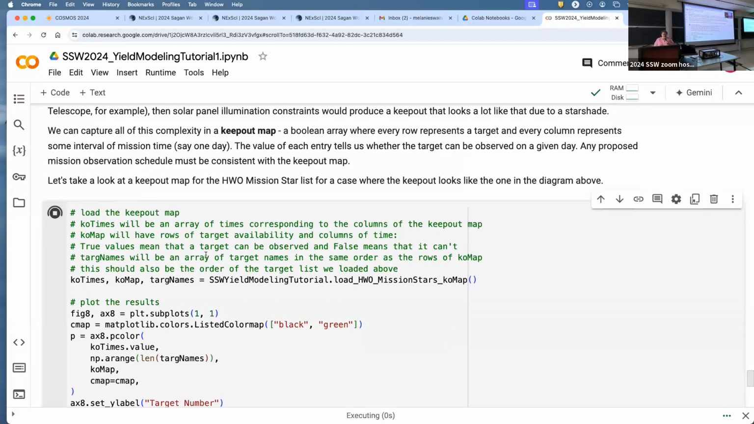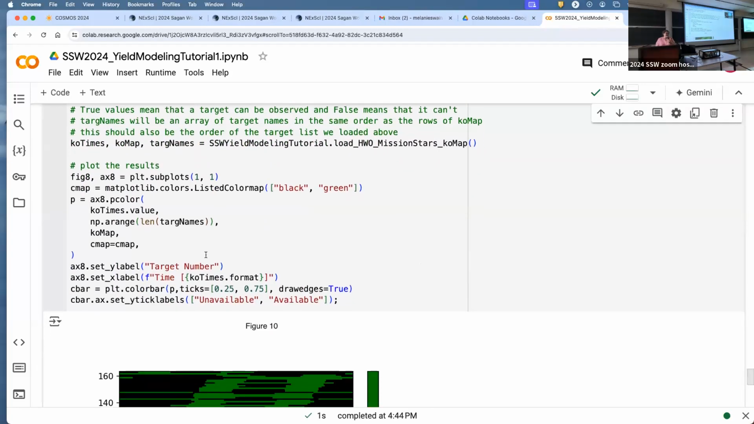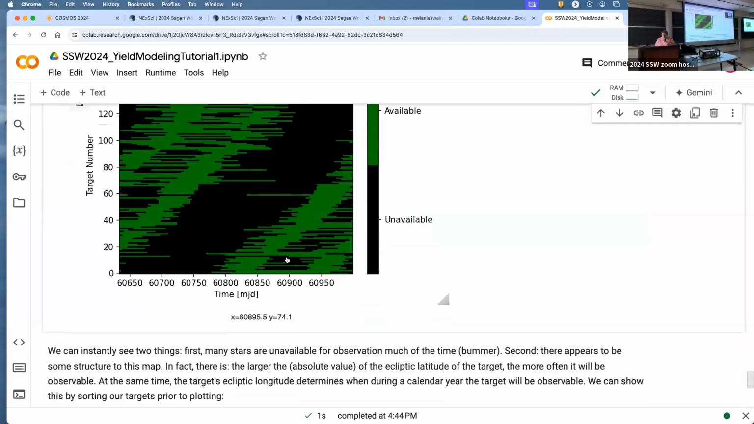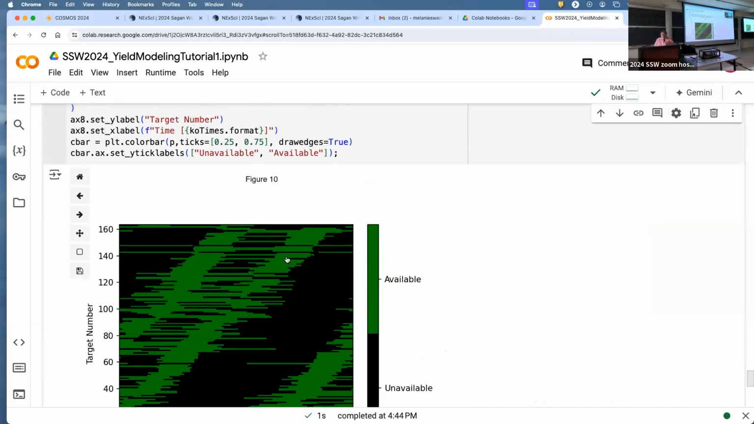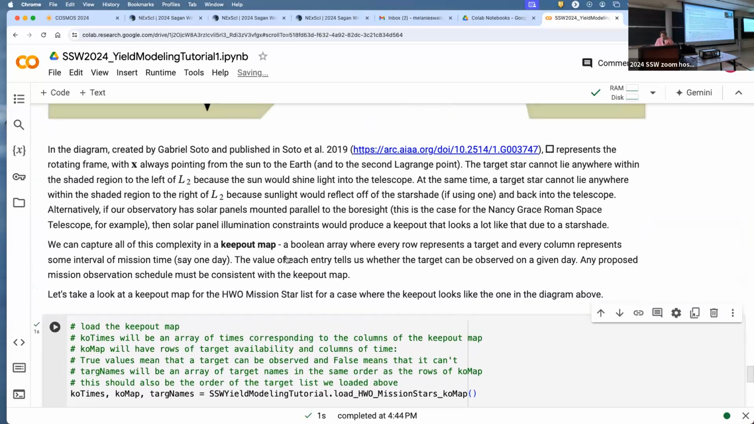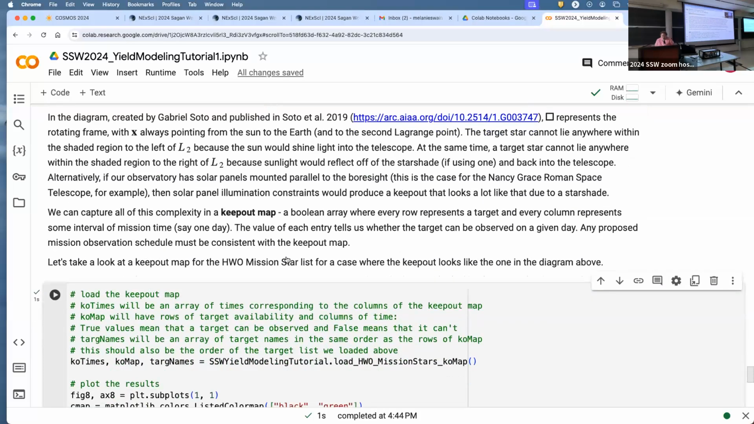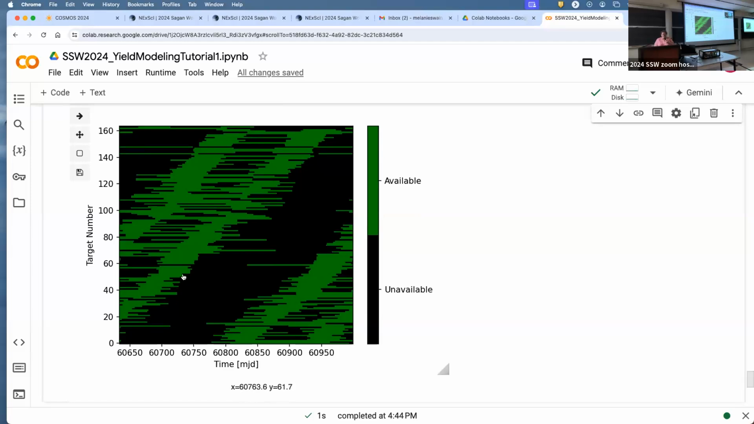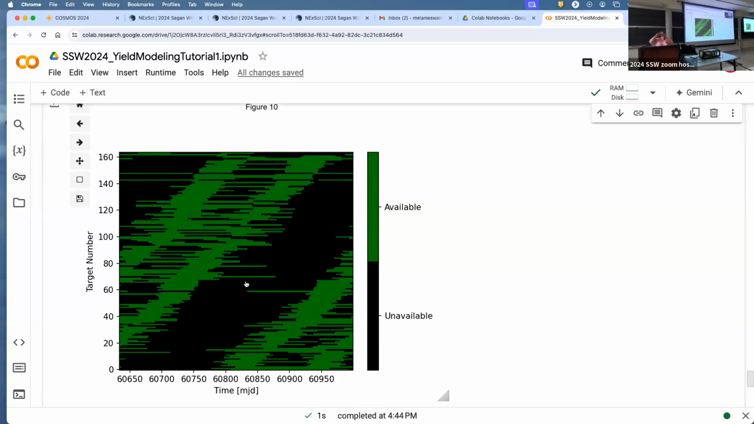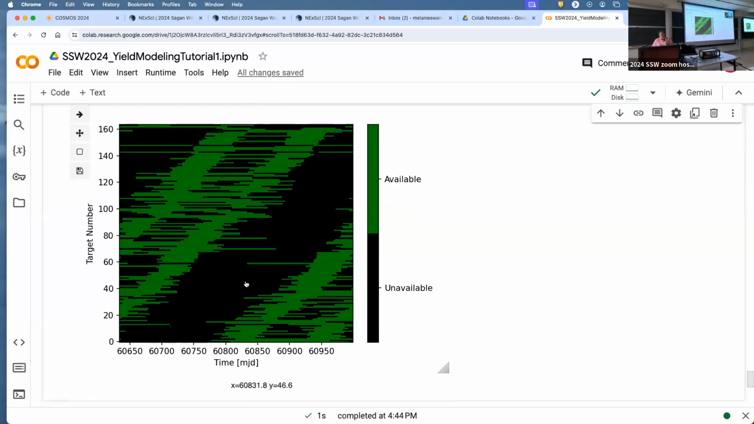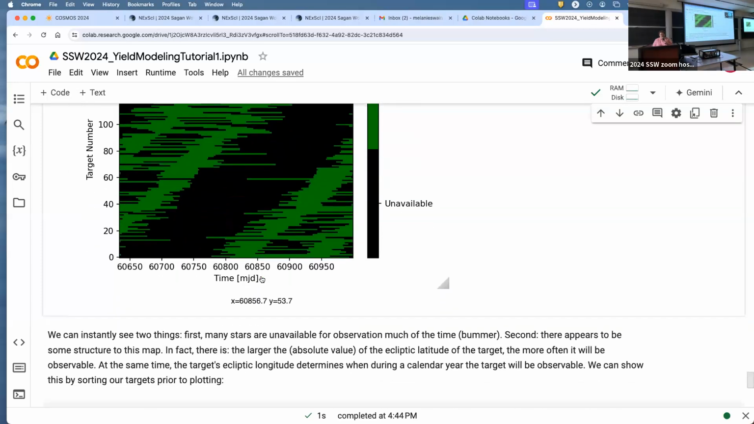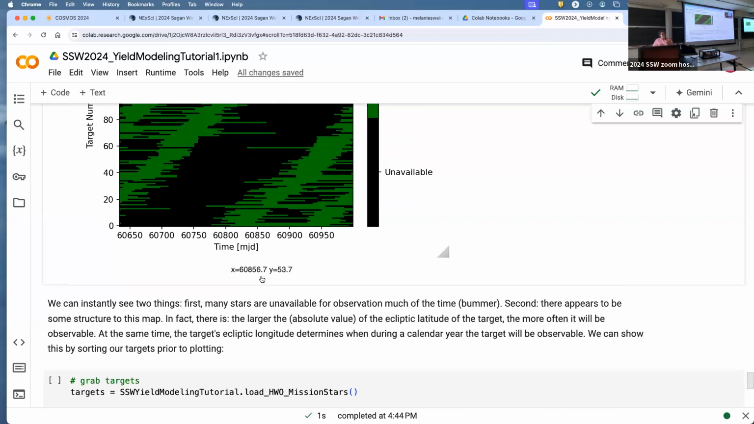So we've got one that you can load up, because the fun thing is to interface with it. And so this is the one that we've provided that you can look at. And the important thing to know is I think that green is when they're available. Let me double check. Yes, green is when they're available, and black is when they are not available. And I think that this might be the keep-out map for the Roman Space Telescope. So stars are unavailable for a lot of the time, and there's some structure to this.